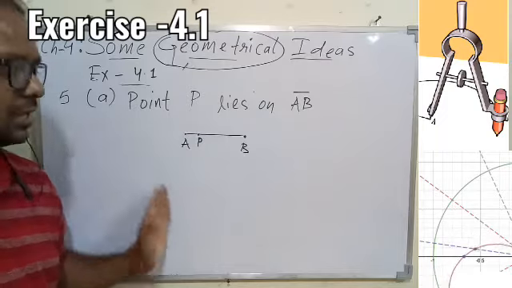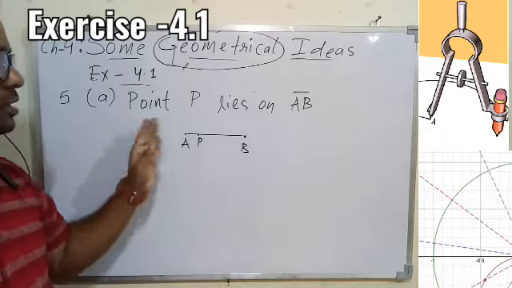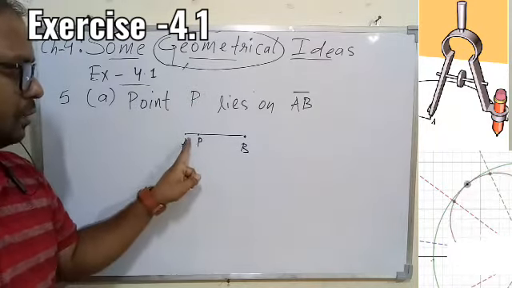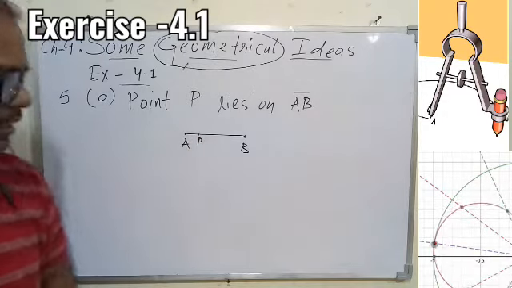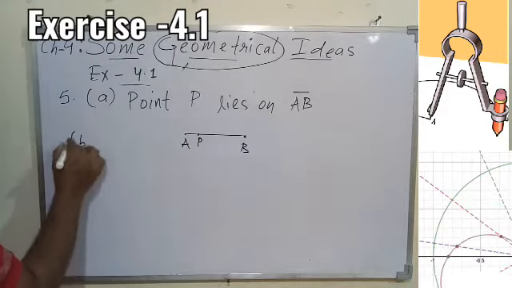because a line segment has fixed ends. So we cannot go up this side, we cannot go this side, we cannot go up, cannot go down. So point P can be anywhere between A and B. Okay, so I hope you understood.